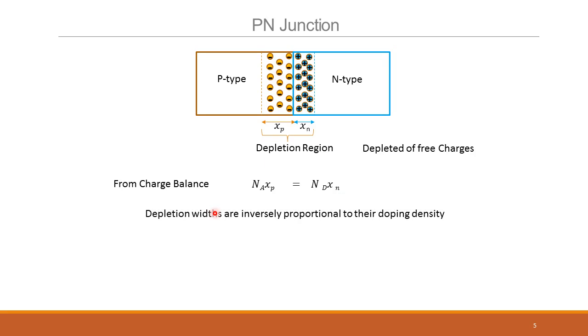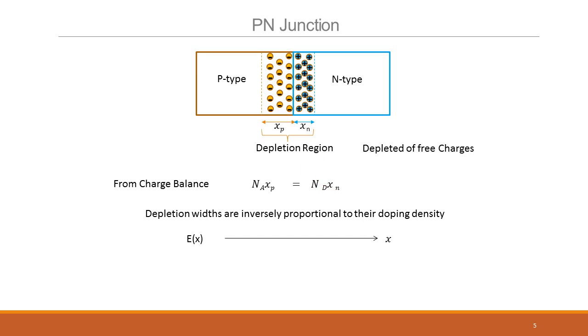You can clearly see depletion widths are inversely proportional to their doping density. So if you increase the doping density, xp will reduce. If you increase doping density on the n type, xn will reduce. Right?